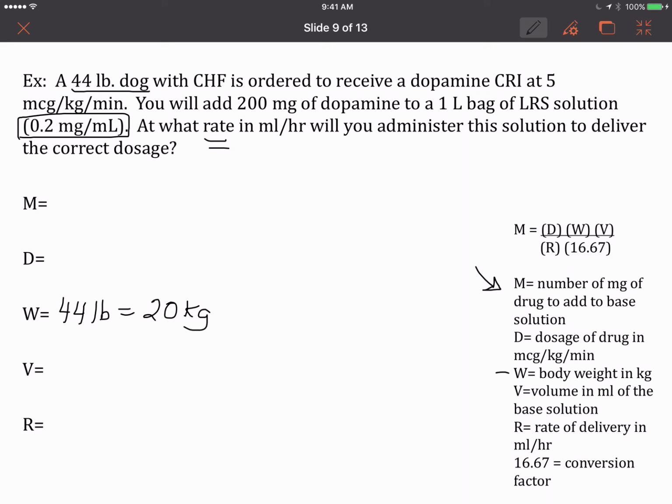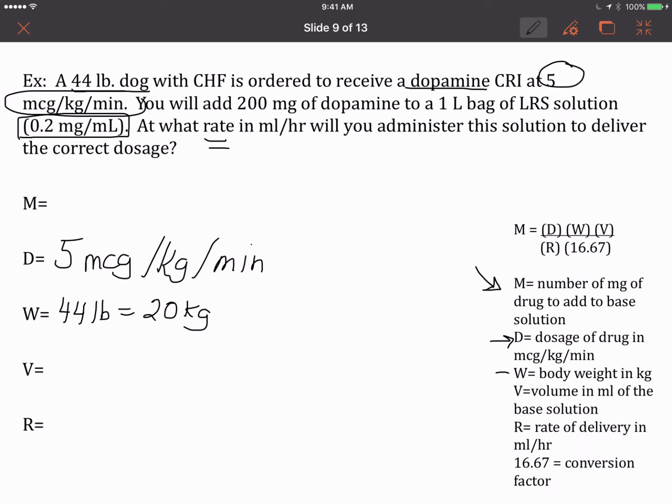The drug that's going to be administered as a CRI is dopamine at a rate of 5 micrograms per kilogram per minute. So that is the D, the dosage rate of the drug in micrograms per kilogram per minute. So D equals 5 micrograms per kilogram per minute. Don't ever leave off your units when you're writing out formulas. That gets you in trouble. Then you'll forget what you end up with when you get your answer.